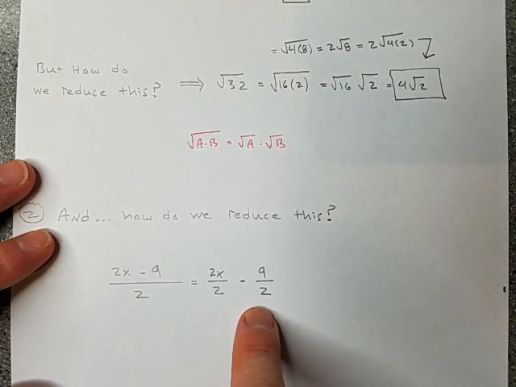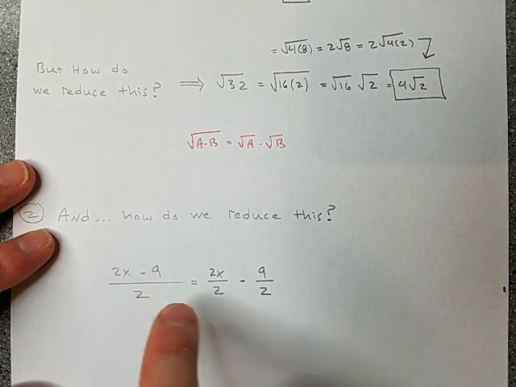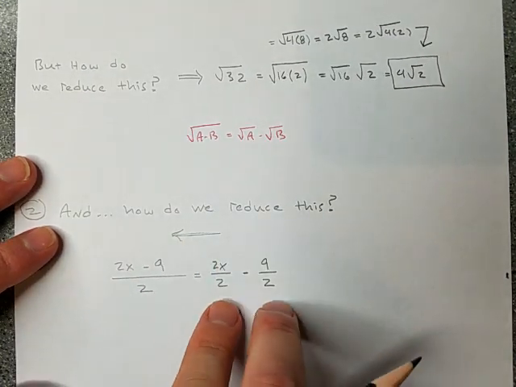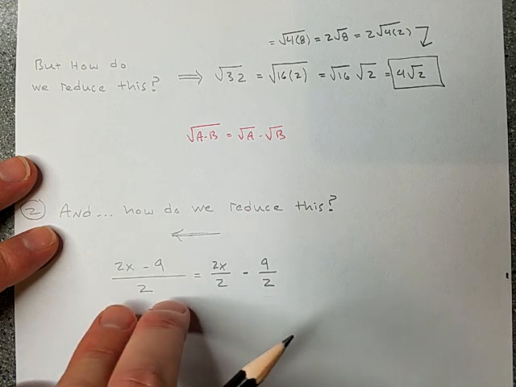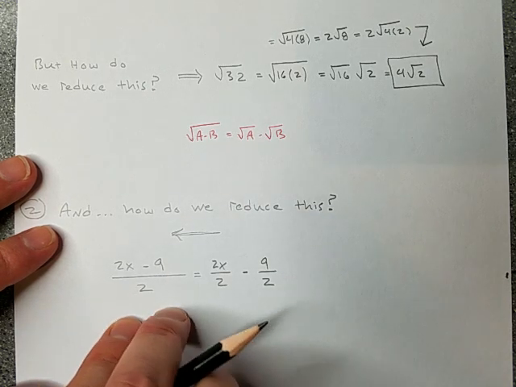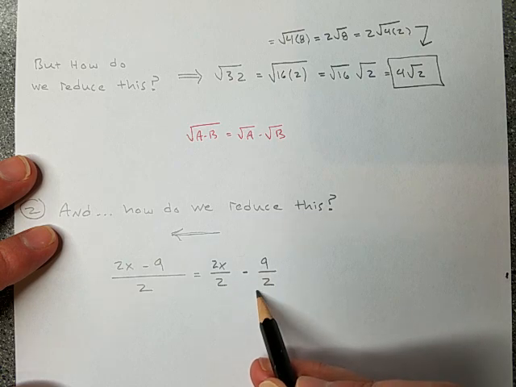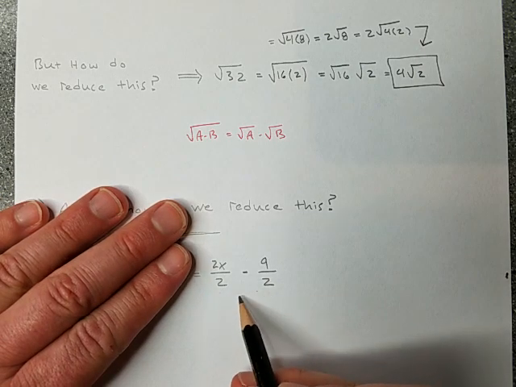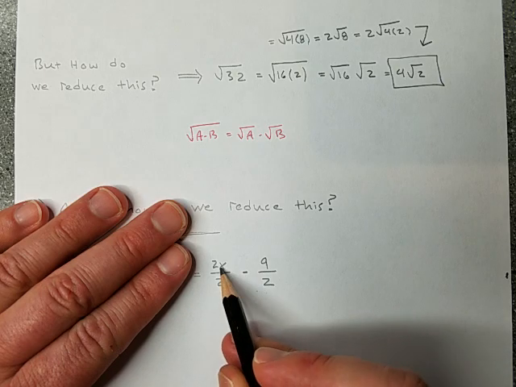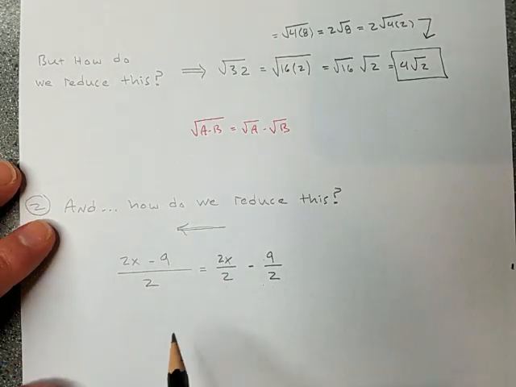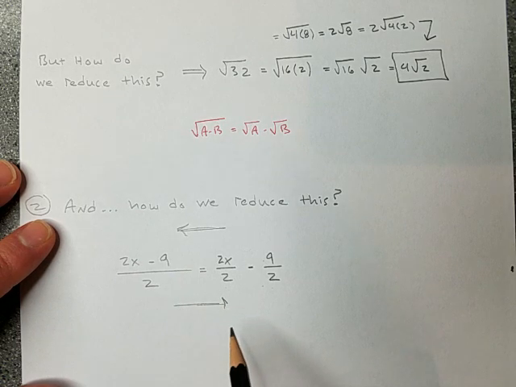Why is this valid? Well, an equation should go both ways. So, can you take these two things and combine them into that? You can, because you can subtract fractions with a common denominator. And if you were to subtract these, given that they have a common denominator, you'd get 2x minus 9 all over 2. That's what this is. So if you can go one way, you can go the other way.